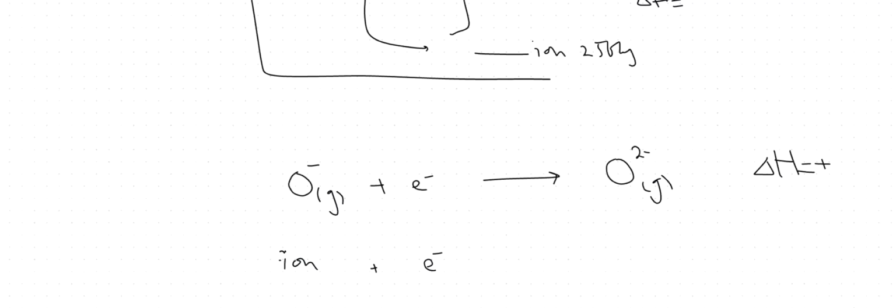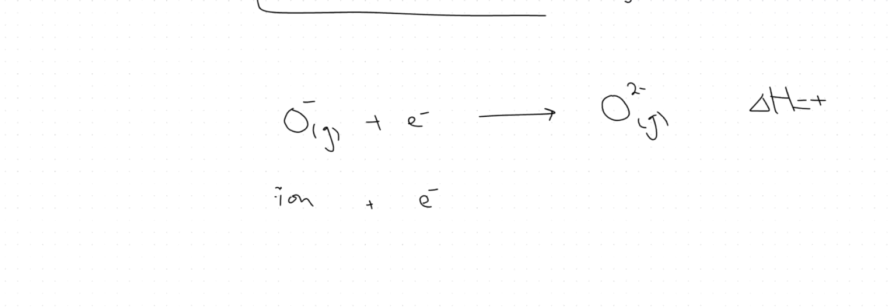So the electron has to overcome the negative forces that are already present on the ion to enter into its last shell. To do that, we have to put energy in from outside, and that energy is given as a delta H in the positive sense. Did you get it?